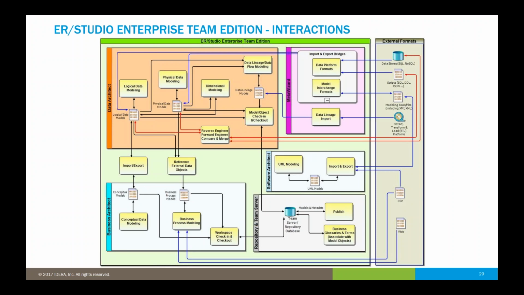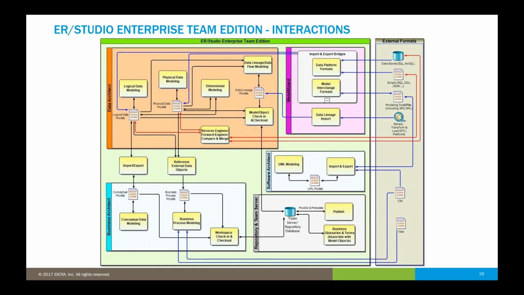Again, this is a diagram that we created in the Business Architect tool as well, but we're doing it for a different purpose here. We're really showing the different context of the different modules or applications that comprise ER Studio Enterprise Team Edition. Of course, where we started is the Data Architect that you see in the orange shading here. We talked about the different modules at the top of the webinar. Business Architect is shown down below that. We have Repository and Team Server and the Software Architect.